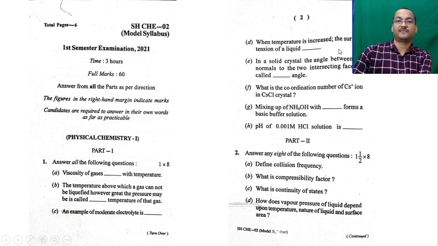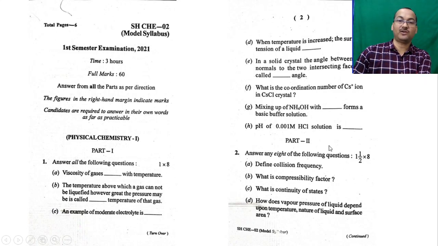In a solid crystal, the angle between the normals to the two intersecting faces is called which angle? What is the coordination number of a cesium ion in CsCl crystal? The next question, mixing of ammonium hydroxide with which forms a basic buffer solution? And you need to find out here pH of 0.001 molar HCl solution.